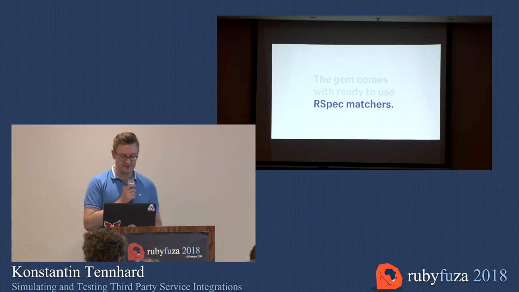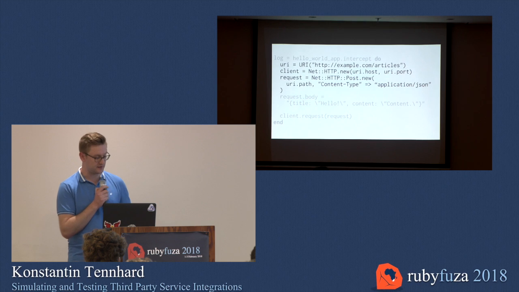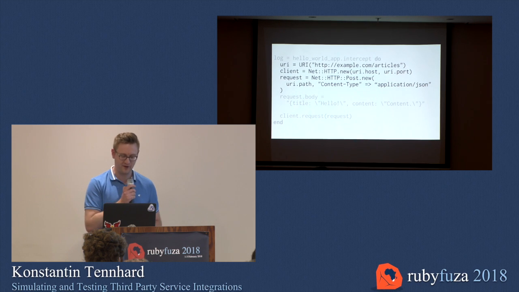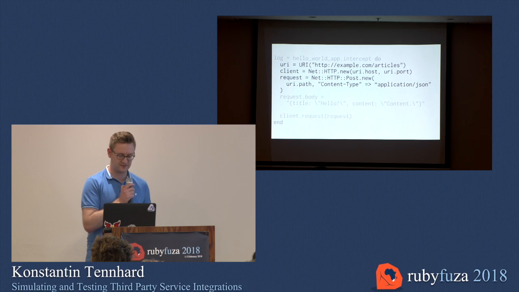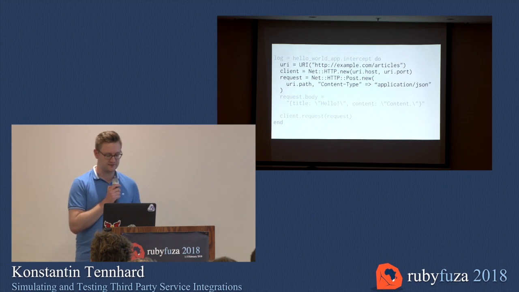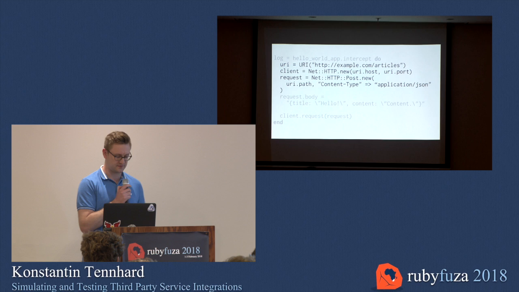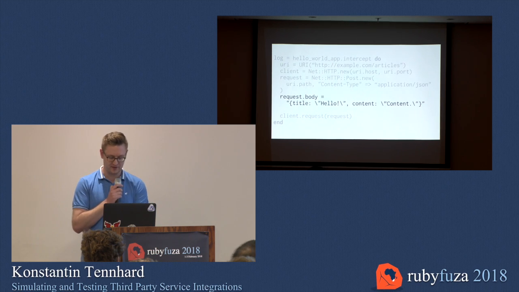If you're using RSpec, it is even more convenient because the gem comes with a powerful RSpec matcher. So let's look at a slightly more complex example. And the only reason why it looks a bit clunky is actually because NetHTTP is pretty verbose. All I do here is basically create a new post request and set the content type to JSON, and then assign it a body, and finally fire off the request.